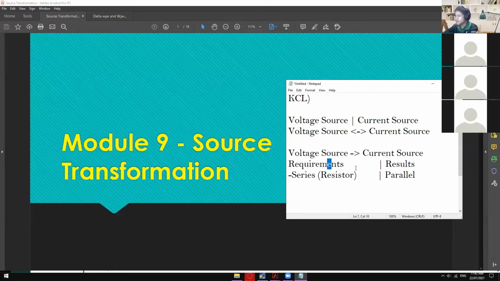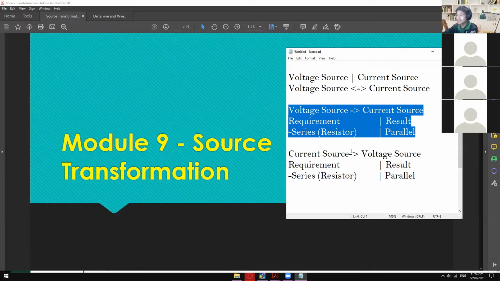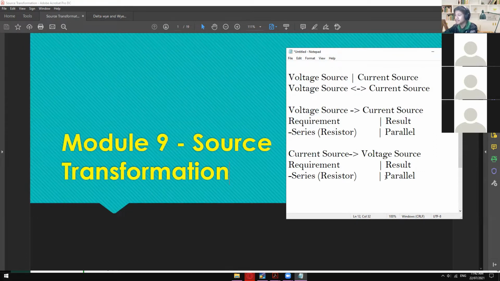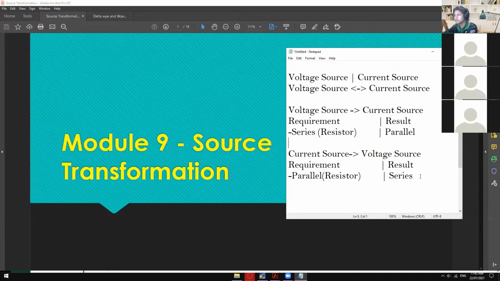We have this requirement and then result. We can also do the vice versa, of course, from current source to a voltage source. Just do the opposite of this one. So this one must be in parallel. If you're going to analyze the circuit, it must be in parallel with the current source, with the resistor, and as a result, just apply V equals IR, and you will have a series connection right here.